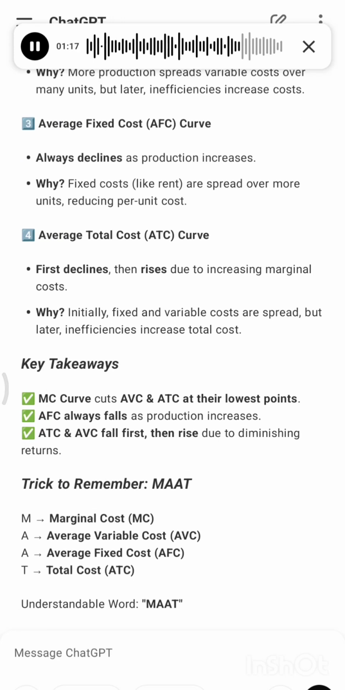Key takeaways. MC curve cuts AVC and ATC at their lowest points. AFC always falls as production increases. ATC and AVC fall first, then rise due to diminishing returns. Trick to remember: MATM. M, marginal cost, MC. A, average variable cost, AVC. A, average fixed cost, AFC. T, total cost, ATC. Understandable word, MAAT.